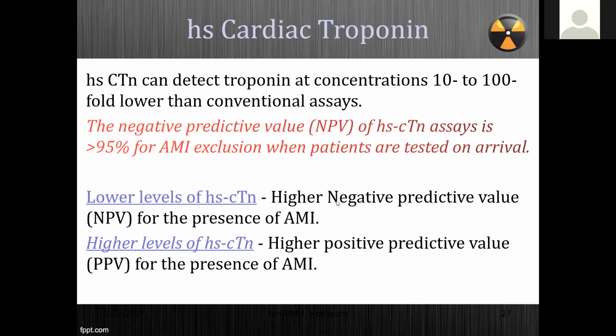What is the use of this HSCTN? Higher negative predictive value. The high sensitive cardiac troponin levels are very low. If it is very low, then you can say it is a negative prediction, meaning there is no MI. If the HSCTN levels are higher, it may be cardiac troponin I or T. But if it is higher, blindly you can say the presence of MI, AMI.